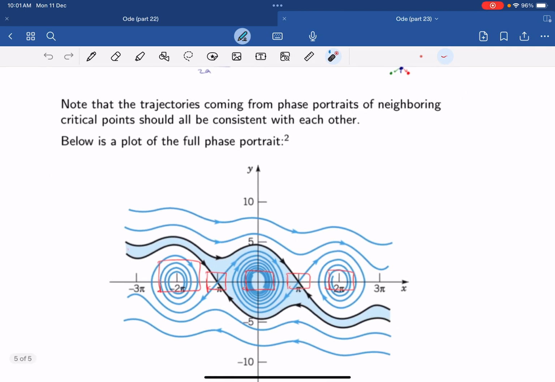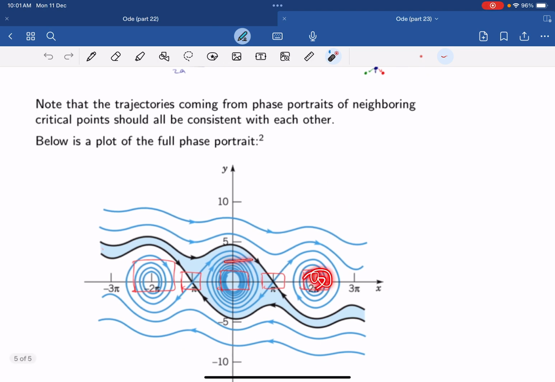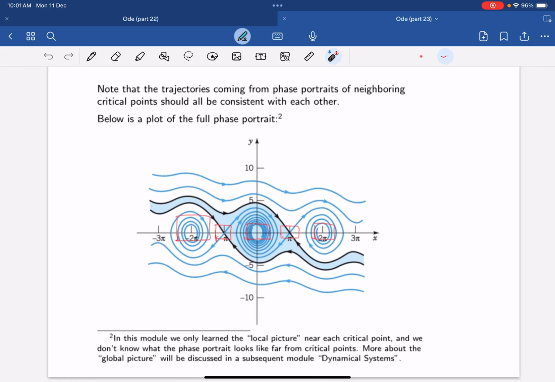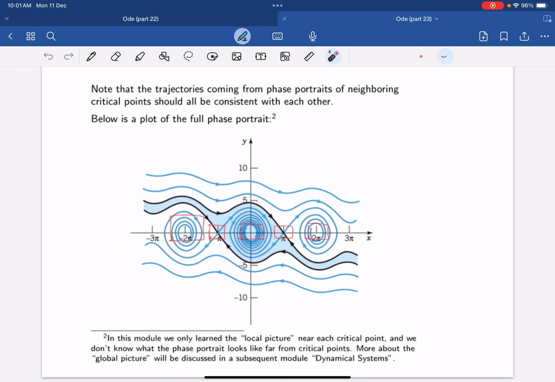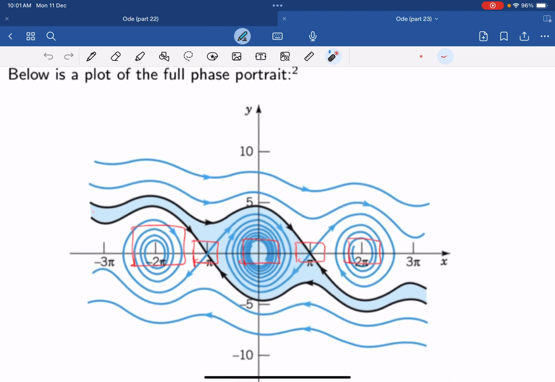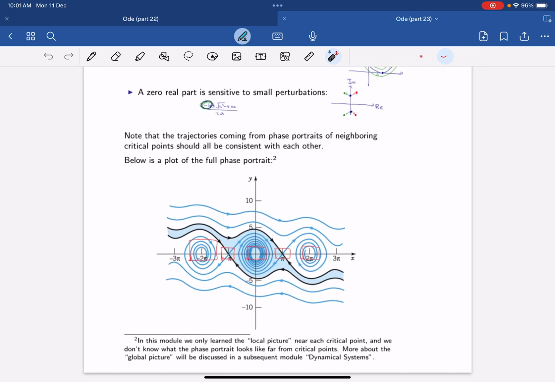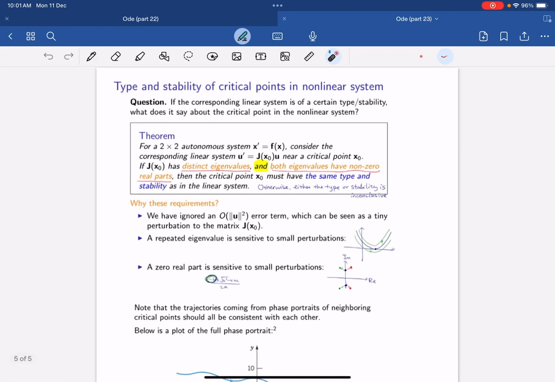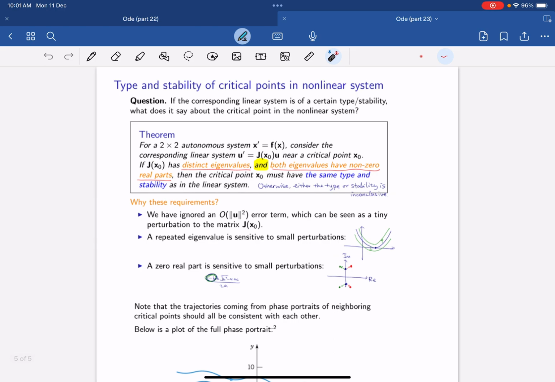So the phase portrait will be something like this. In a nonlinear system, all the critical points will look a bit different, but it's okay. The essence is that when you give it a zoomed enough picture, near enough the critical point, this part will all look similar. So that's about it, and that's how you determine the type and stability of a nonlinear system.